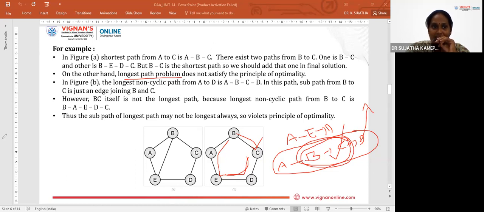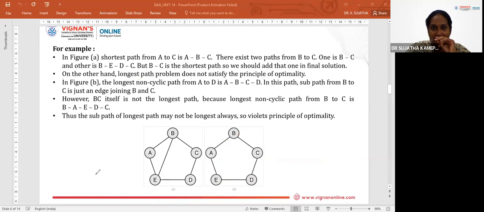So the shortest path problem always satisfies the principle of optimality, but the longest path problem doesn't. So the longest path problem cannot be solved using dynamic programming, but the shortest path problem can be solved using dynamic programming. I hope that you all understood the concept of the principle of optimality. Now, try to understand by considering some more examples. Thank you for listening.